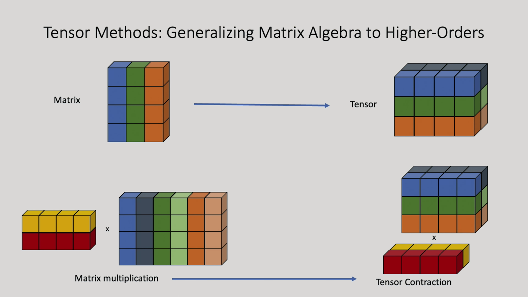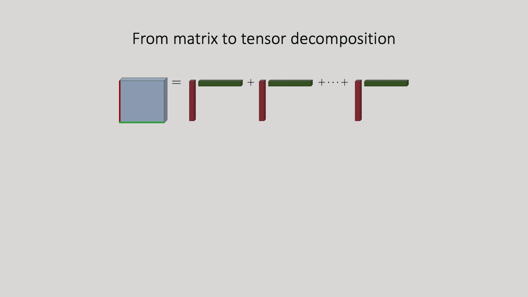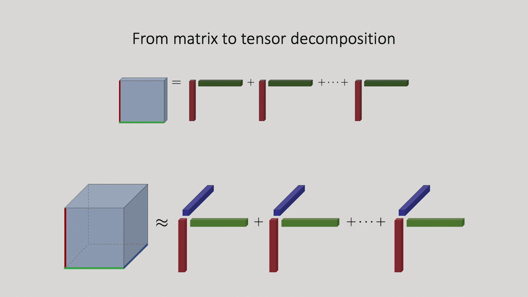So a matrix is just, let's say, a 2D array of numbers. You can think of a tensor as an n-dimensional array of numbers. And then instead of doing matrix multiplication, you do tensor contraction. So you multiply, for example, here a matrix with a tensor. And when you have this, you can generalize known concepts like matrix decomposition. So here, you can express a matrix as a sum of rank 1 matrices, so a sum of outer products of vectors. And you can generalize this to tensors by expressing them as a sum of rank 1 tensors, which is the sum of outer products of 3 or more vectors.